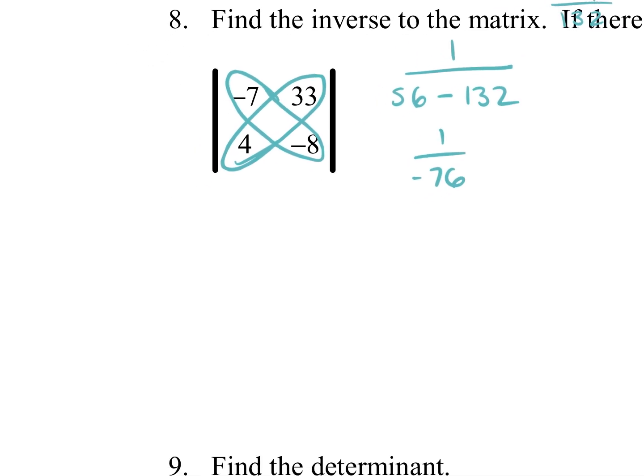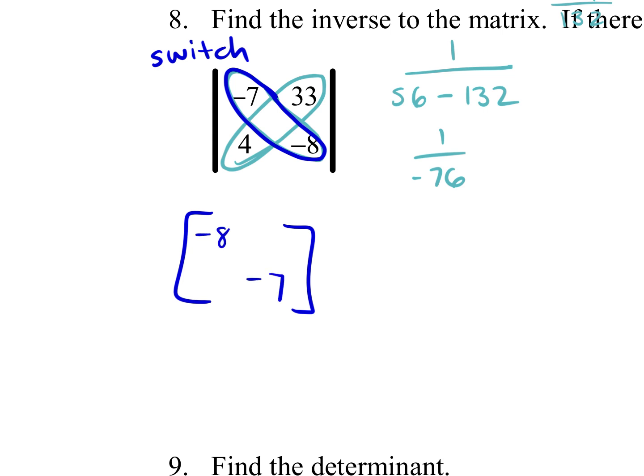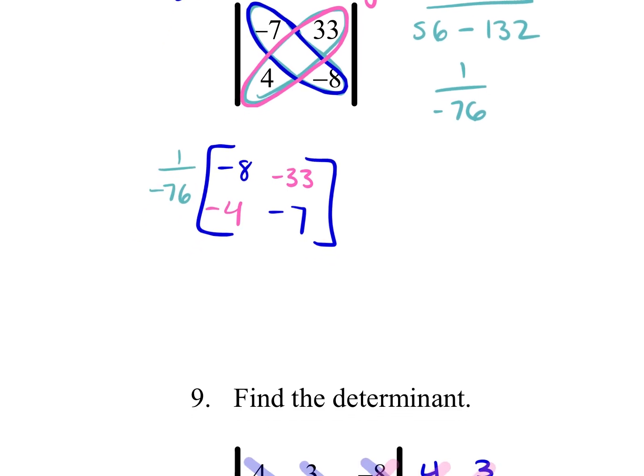We're going to multiply that times our new matrix. What do we do to the majors in our new matrix? Switch the majors. So they switch, we get negative 8 up top and negative 7 on the bottom. What do we do to the minors? Negate them. We change the signs of them. So it would be negative 33 now up top and negative 4. And then we're going to distribute our scalar, which is 1 over negative 76. When we distribute it, make sure you simplify all of your new fractions.